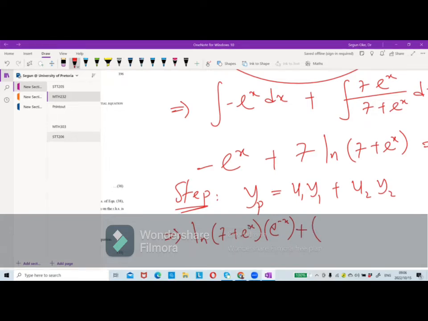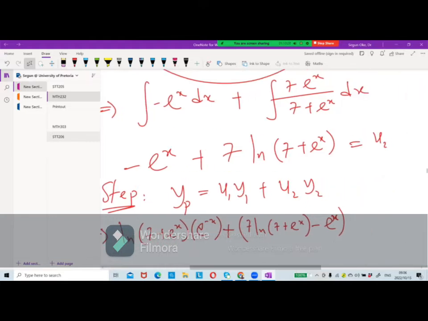What is U2? U2 is minus exponential x plus 7 ln 7 bracket 7 plus exponential x. Is it okay by that? Yeah, it is. What is Y2? Y2 is exponential minus 2x.